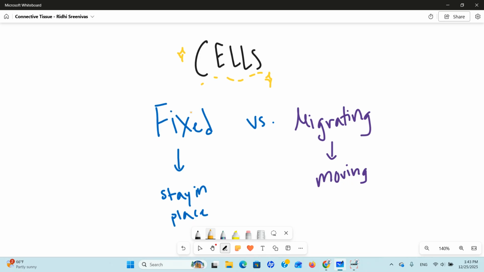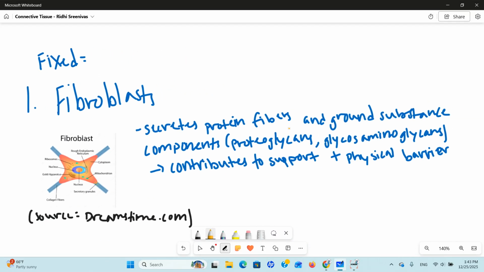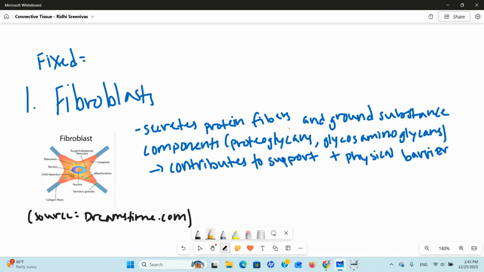So connective tissue cells can either be fixed, meaning they stay in one place, or migrating, meaning they move through the tissue, for instance, if they need to rush to a site of injury. But again, these aren't really strict categories because most cells can be part of both groups, like in times of injury, but the cells are just categorized mainly by which one they are in. So let's first go through cells that are commonly seen as fixed cells.